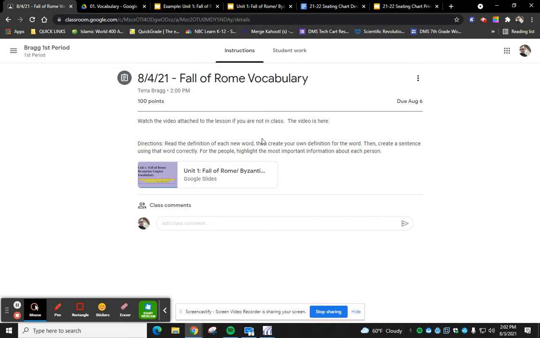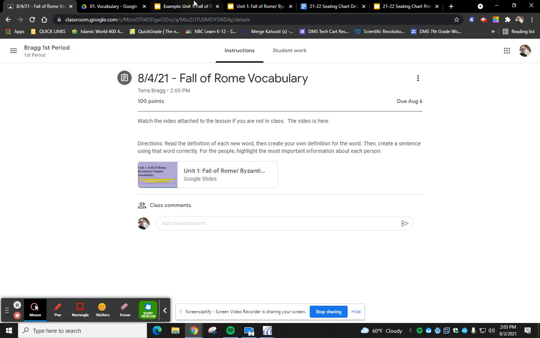So we're going to read the definition of each new word, then we're going to create our own definition for the word. Then we're going to create a sentence using that word correctly. And when we get to the section about people, about kings, queens, monarchs, we are going to highlight the most important information about that person. So I have an example one up over here. What you will do is click on this and you will open it up. It makes you your own copy so you can do it that way.